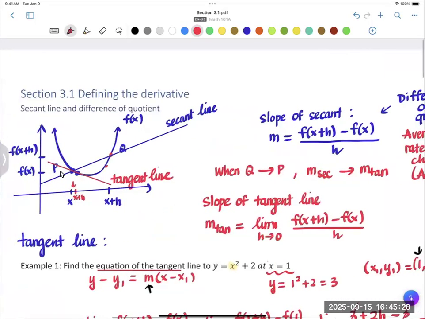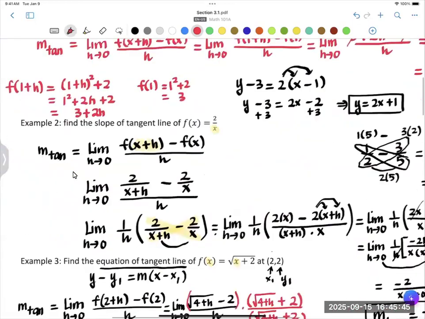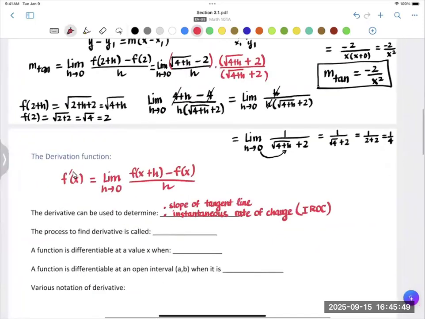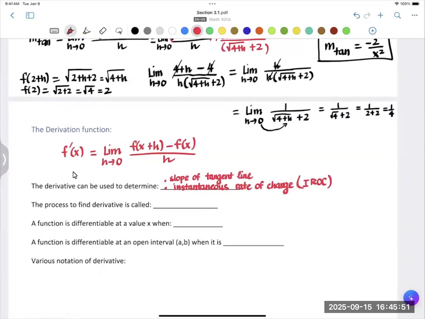It talks about the average between two points, right? But for the instantaneous rate of change, the IROC is actually the change at only one point. It's actually two points, but the other point is really, really close to P. So usually we would just say one point. The IROC is the rate of change at one point.